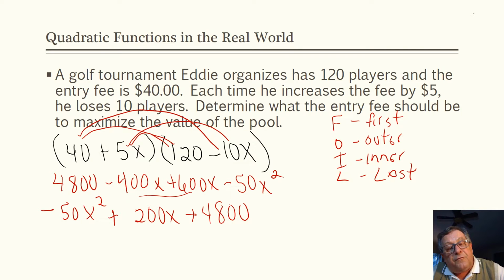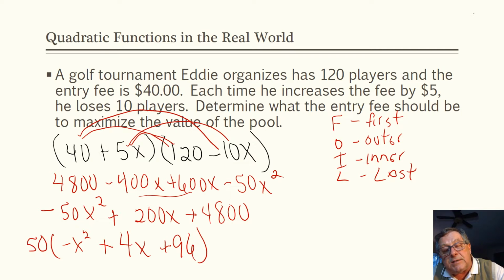So I'm going to factor out 50, and when we do, that's going to give me negative x squared plus, and 50 will go into 200 4 times, 4x, and 50 will go into 4,800 96 times, plus 96. Okay. And so I can use this negative x squared plus 4x plus 96 as my quadratic formula. Now, we learned from the axis of symmetry and the x-coordinate of the vertex, I can find that maximum value.